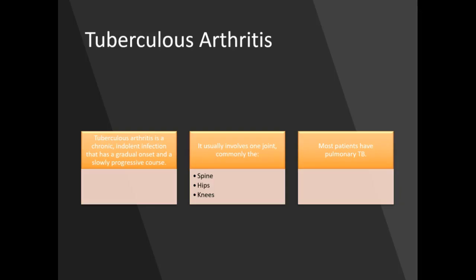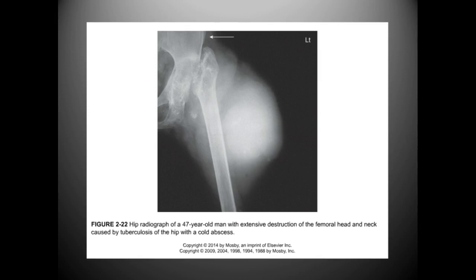Yeesh. Okay, so TB, tuberculous arthritis, is a chronic, indolent infection that has a gradual onset and a slowly progressive course. It usually involves one joint, usually the spine, hips, and knees, and most patients that have this have pulmonary TB. So here you go.